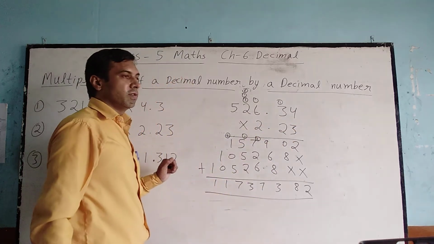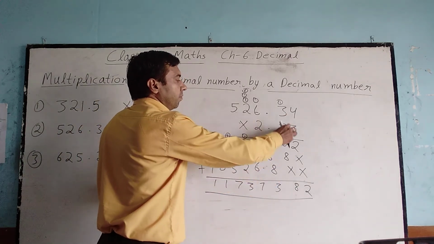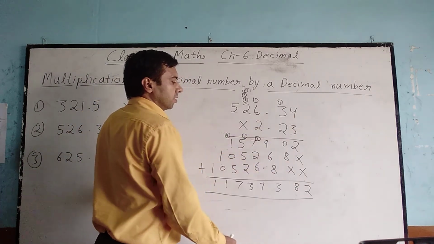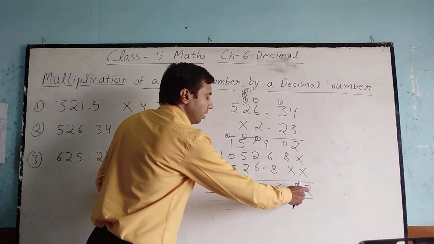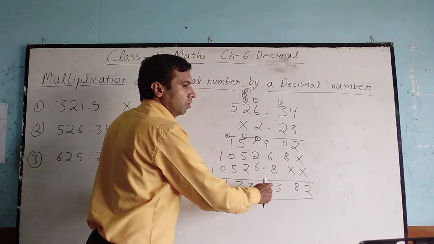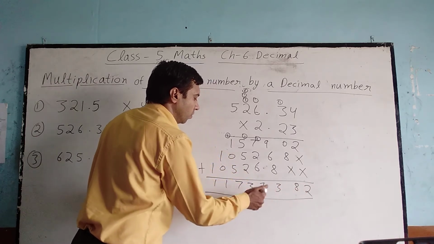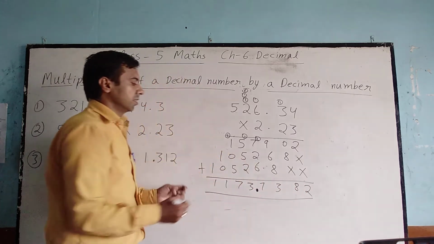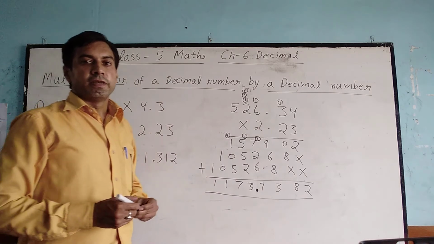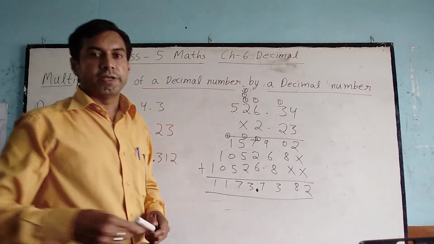So student, what we have to do? Total 4 decimal places. So we will leave 4 digits and then we will put the decimal, starting from the ones place: 1 2 3 4. Now put the decimal here. This is our product, student.